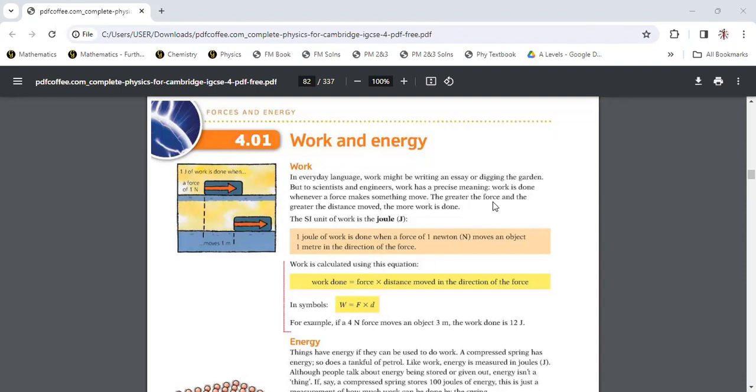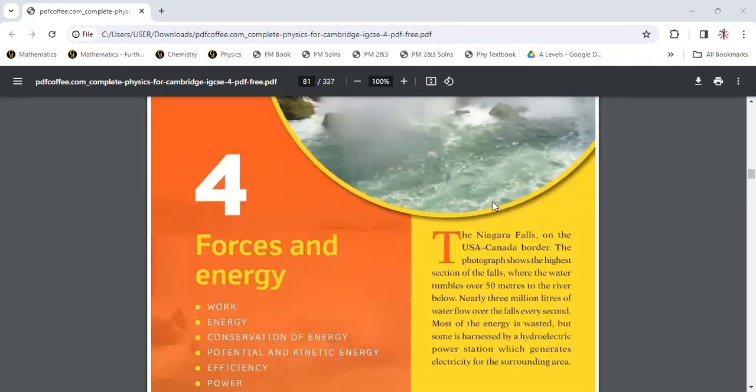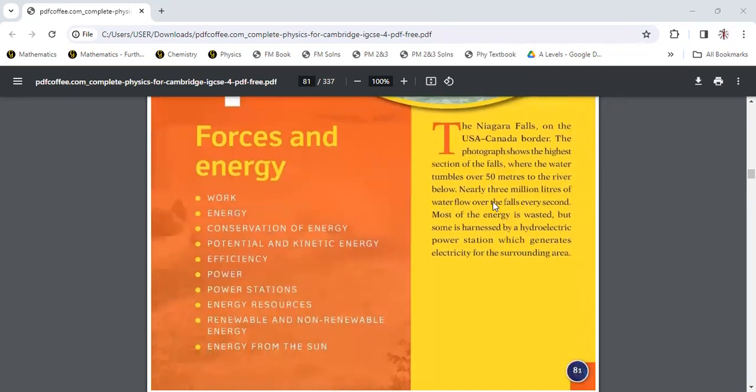Hi, today we'll be starting a chapter for IGCSE Physics titled Forces and Energy. So we'll be talking about things like what exactly is work? What's the force you need to push something over distance so you can create work?